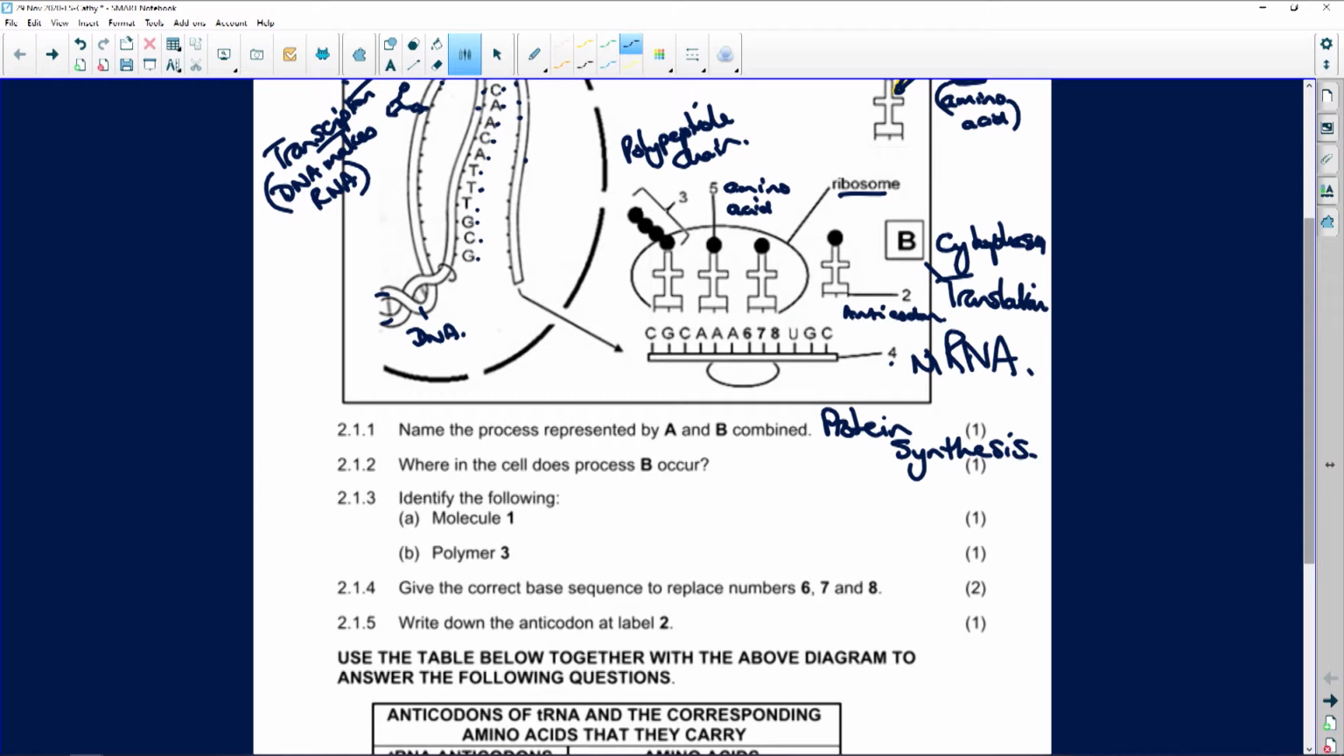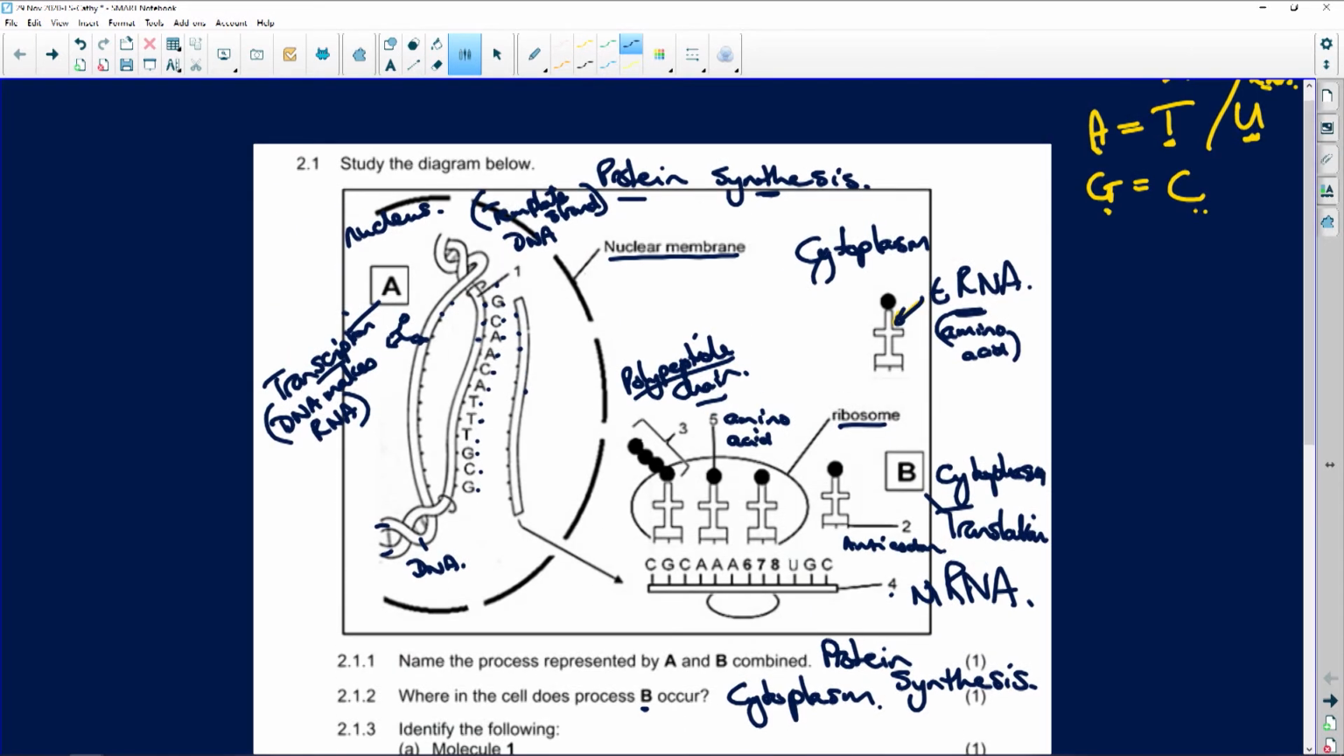Okay, now, when the cell does process B occur, we've already said the cytoplasm. Okay. Identify the following molecules, 1 and 3. Well, we know 3 is a polypeptide chain. Okay. And 1 was a DNA strand. Okay, not just DNA, a DNA strand. It's only one strand of the DNA.